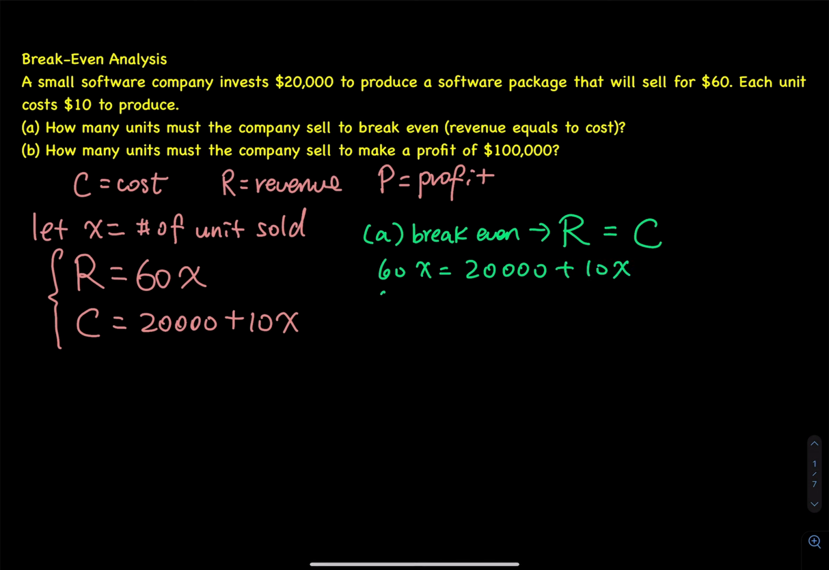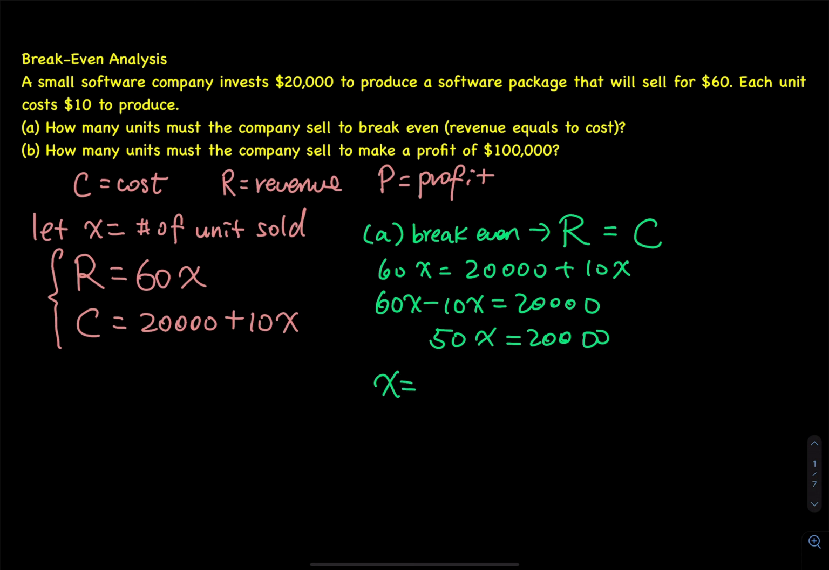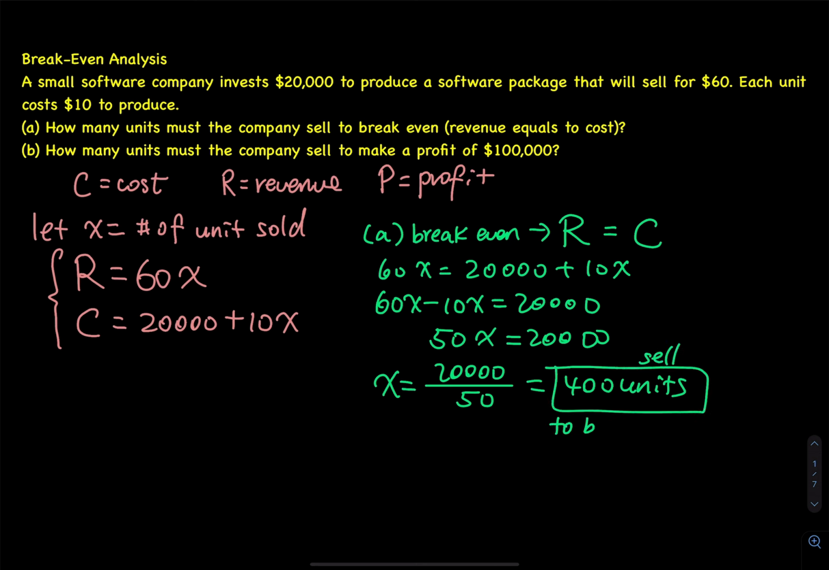Subtract 10x on both sides. You have 60x minus 10x equals $20,000. So this is 50x equals $20,000. And then x equals $20,000 divided by 50. So that is equal to 400 units. That means you have to sell 400 units to break even, to let the revenue equal the cost.